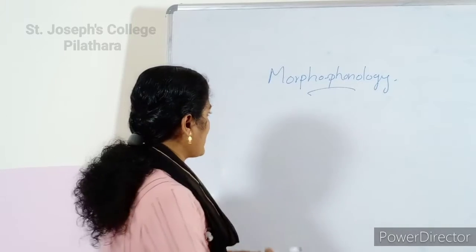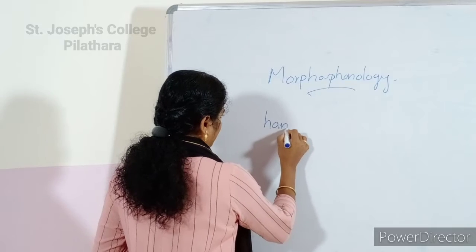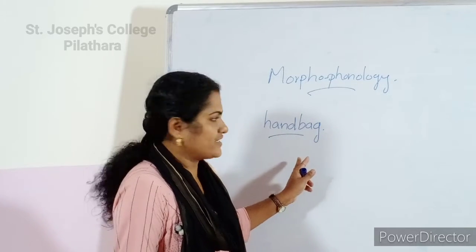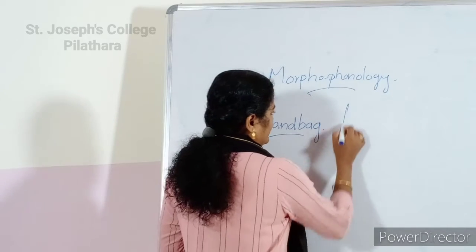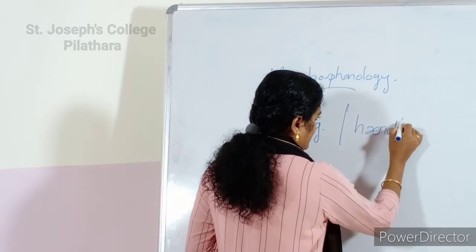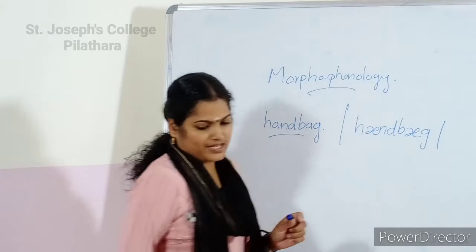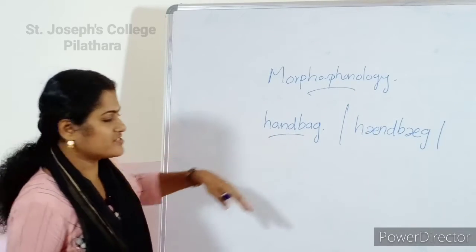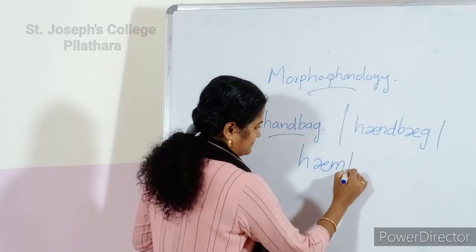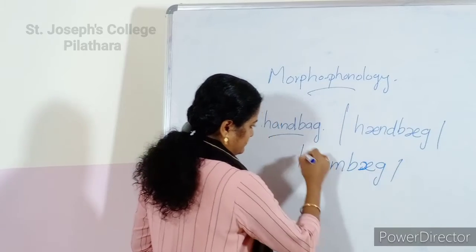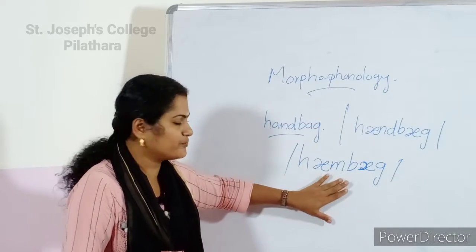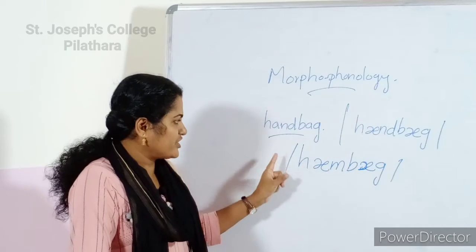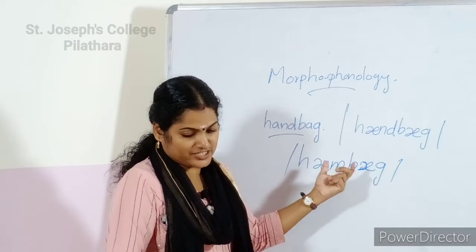For example, handbag. While transcribing this word, we write it with a d. But in rapid speech, it's often pronounced as hambag rather than handbag. It is because of the influence of the nearby sound. I'll explain it to you.